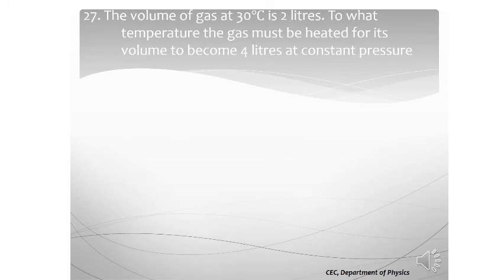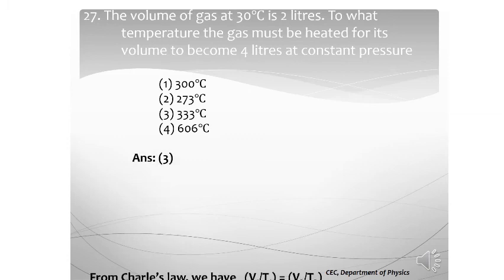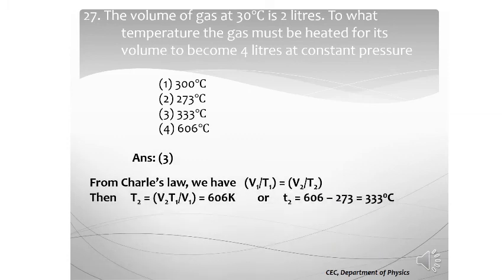The volume of gas at 30 degrees centigrade is 2 liters. To what temperature the gas must be heated for its volume to become 4 liters at constant pressure? 300 degrees centigrade, 273 degrees centigrade, 333 degrees centigrade, 606 degrees centigrade. Answer is 333 degrees centigrade.